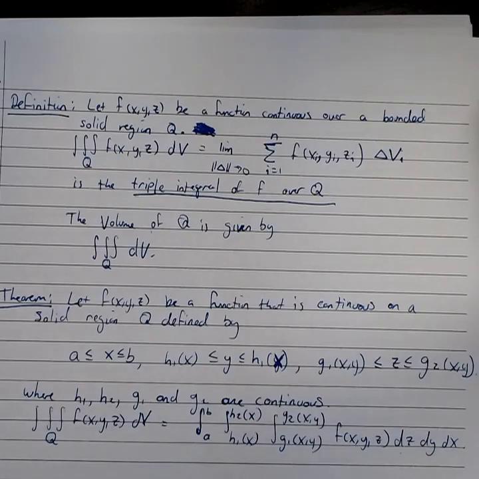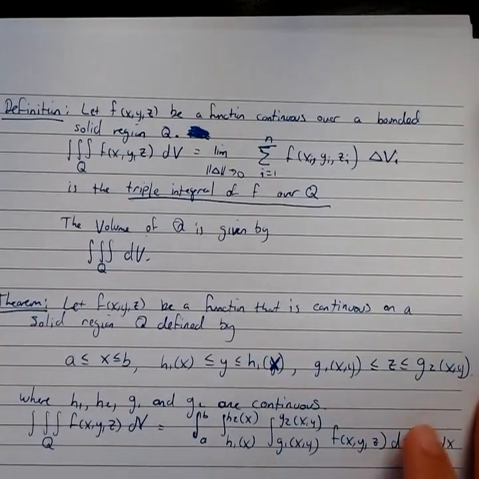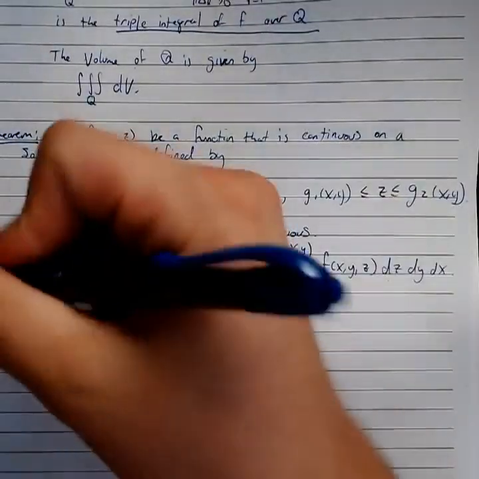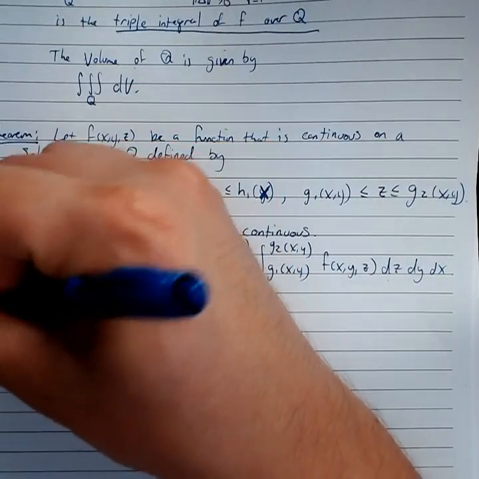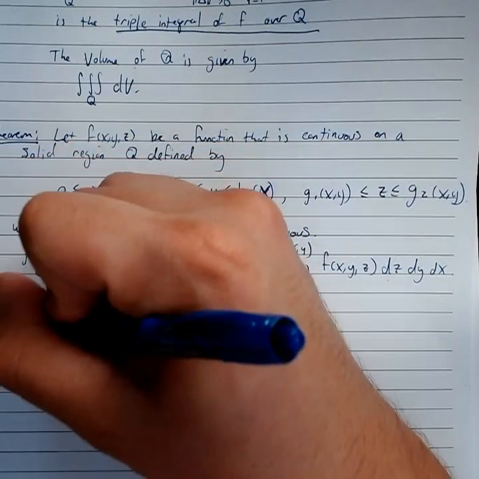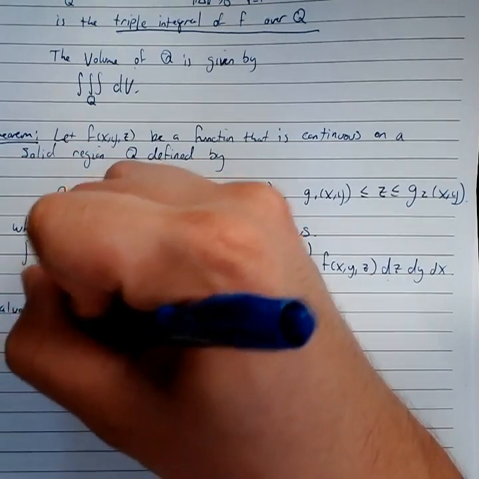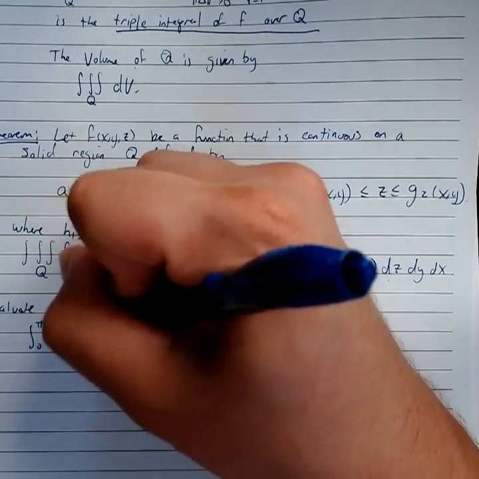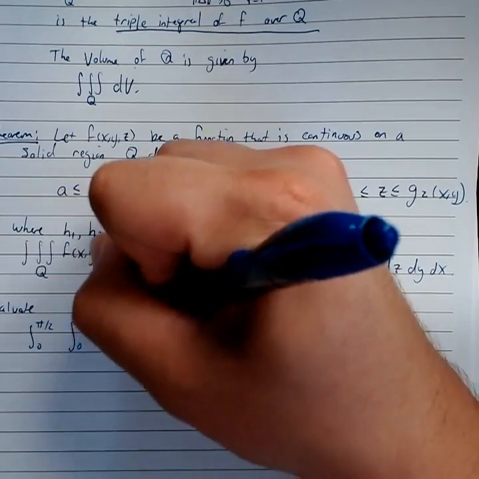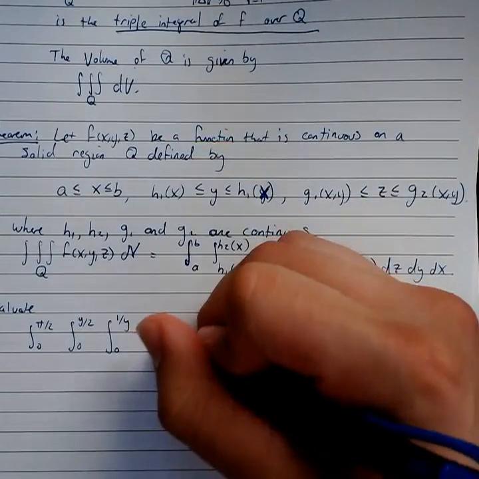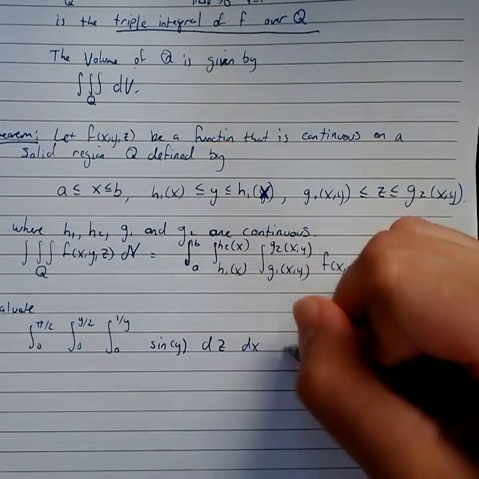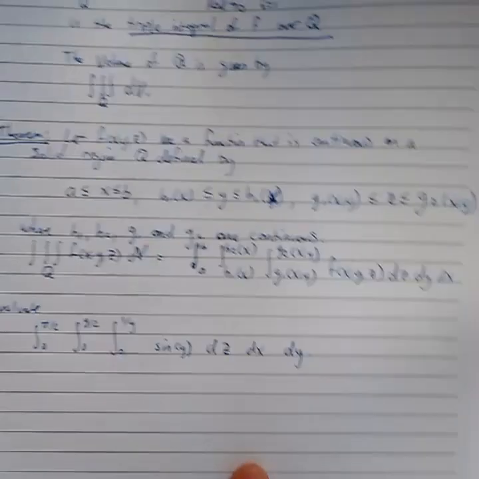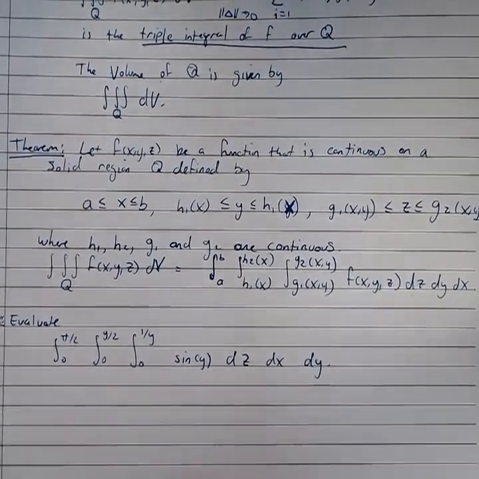So let's take a look at an example, actually several examples, of how we want to use this. Let's begin with just evaluating a triple integral. Let's evaluate the triple integral given by the integral from 0 to pi over 2, of the integral from 0 to y over 2, of the integral from 0 to 1 over y, of sine of y, dz, dx, dy. So now this is the first triply iterated integral you've ever seen in this course.